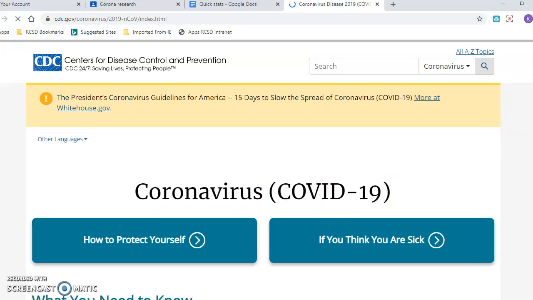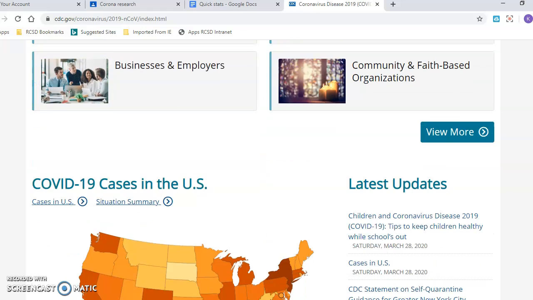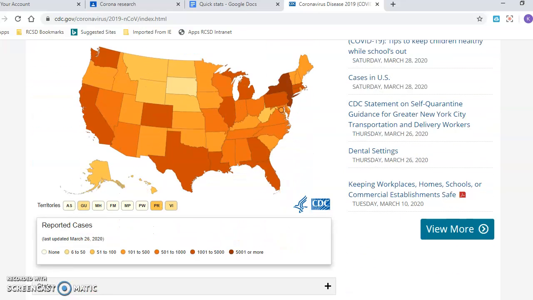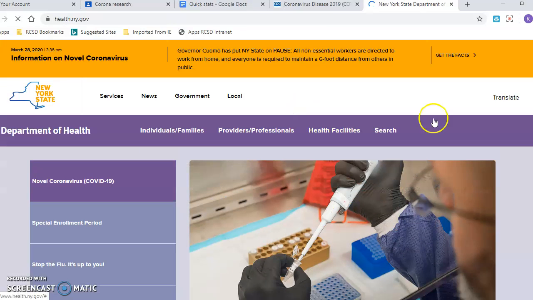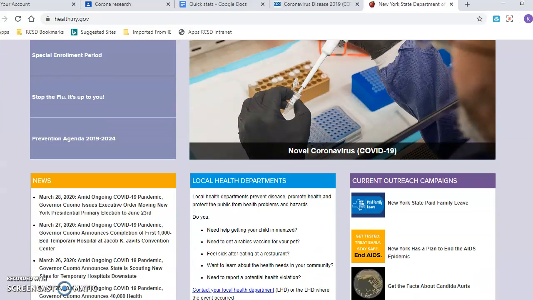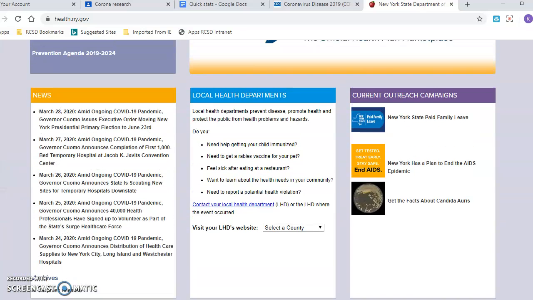CDC, let's try this one. Center for Disease Control. Okay, again, what you need to know, prepare your family, traveling, schools. All right, cases in the United States. Cool. I don't know. These are different places. I wish New York is right here. Let's try clicking on it. Okay. New York. Is there a map listed anywhere?